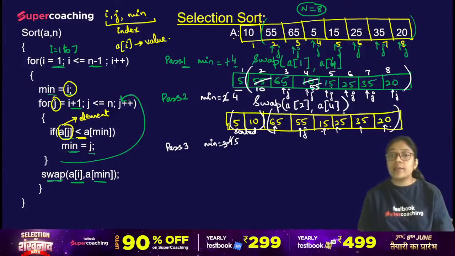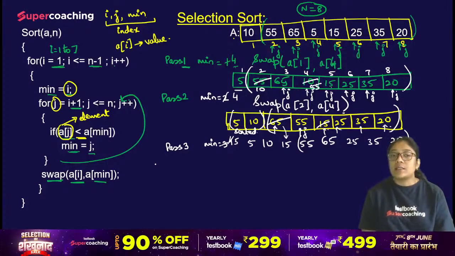तो pass 3 है तो it will be swapped with the third element. So here we'll get 15 and here we'll get 65. This is the output of, so बाकी के elements as it is रहेंगे 5, 10, 15. Let me write here 5, 10, 15, 55, 65, 25, 35 and 20. So by the end of pass 3, three elements are sorted.